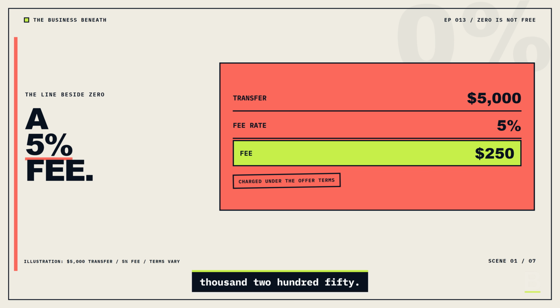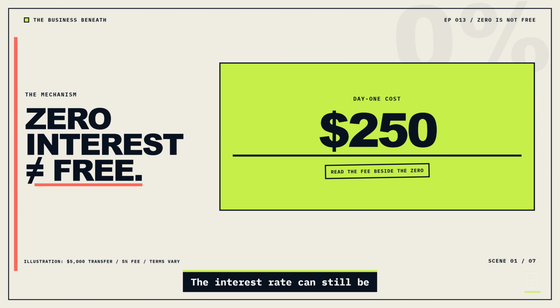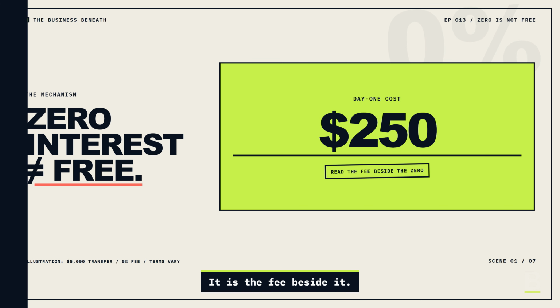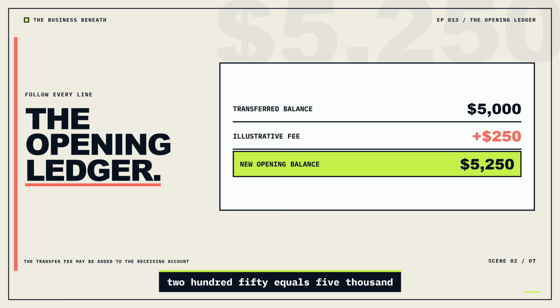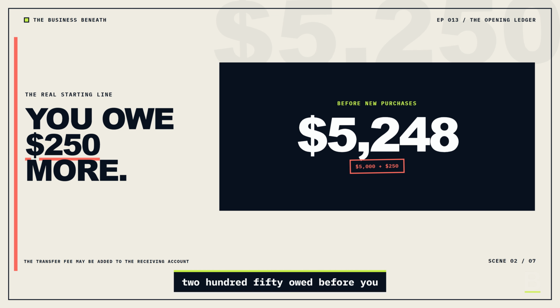It begins at $5,250. The interest rate can still be zero during the promotional period, but zero interest is not zero cost. The first thing to read is not only the giant zero, it is the fee beside it. Follow the opening ledger. $5,000 leaves the old card. The receiving card posts the transferred amount, then adds the transfer fee under its terms. In this example, $5,000 plus $250 equals $5,250 owed before you make a single new purchase.